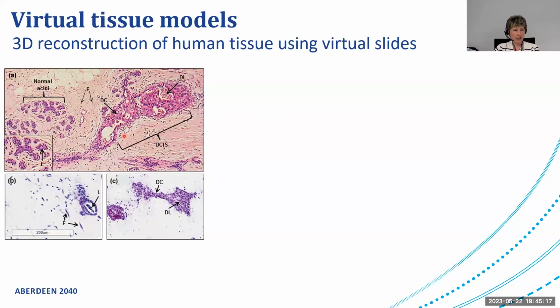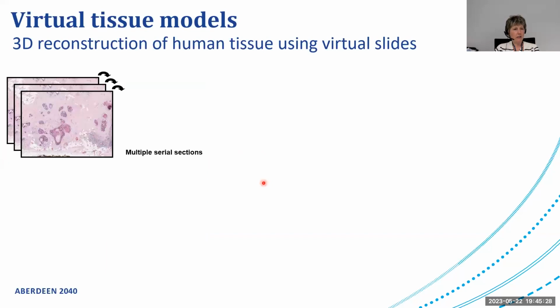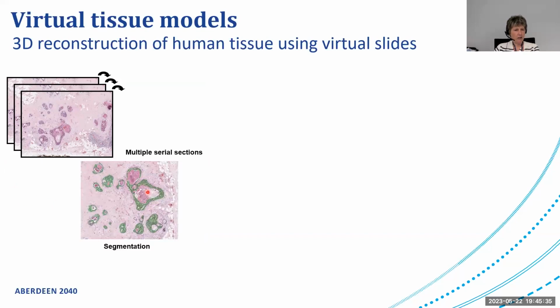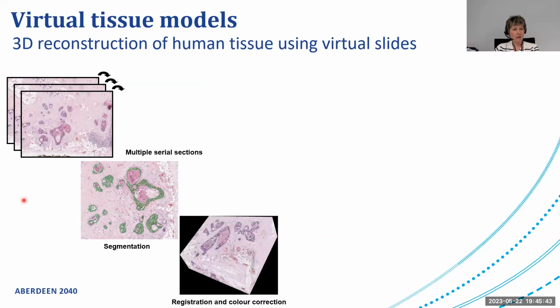So here we have a section of tissue showing an area of ductal carcinoma in situ, or DCIS. And what we're able to do with this is to take multiple serial sections of this DCIS, and using a process called segmentation, we can identify the areas that we want to study. And then we can use a computer technique called registration and color correction, whereby all of these 2D sections are stacked up together, and you make this 3D model.